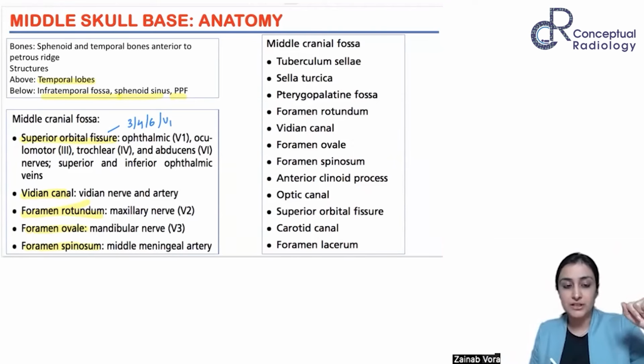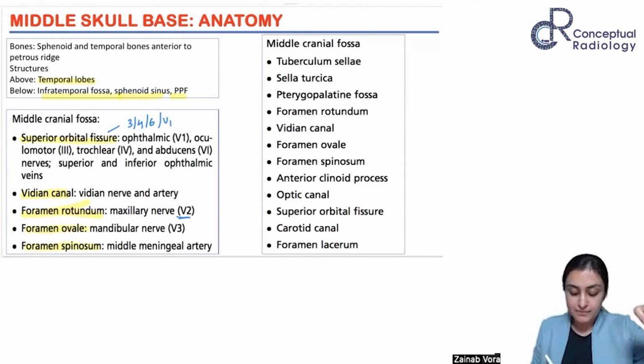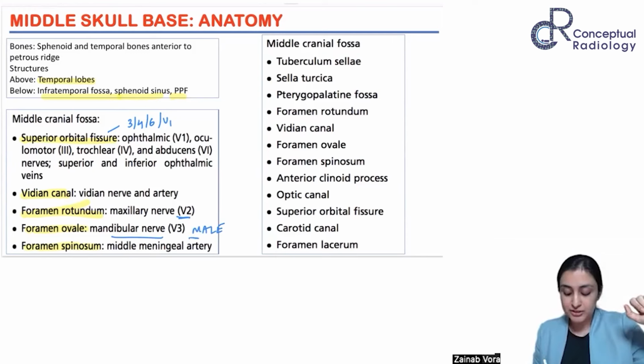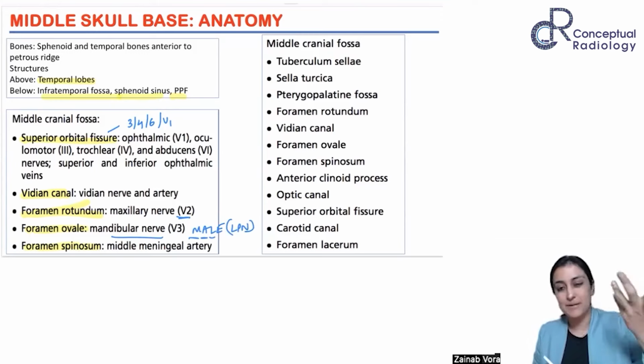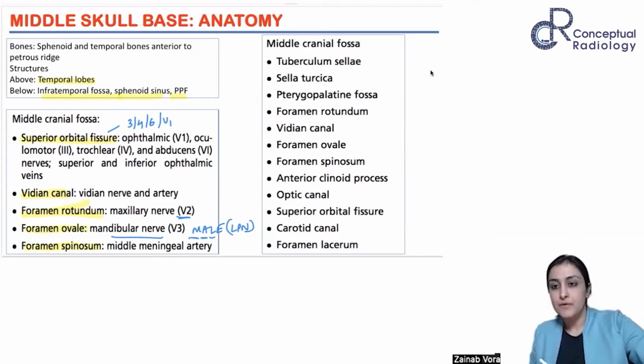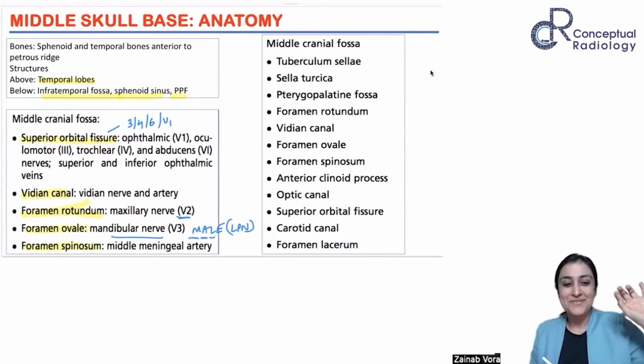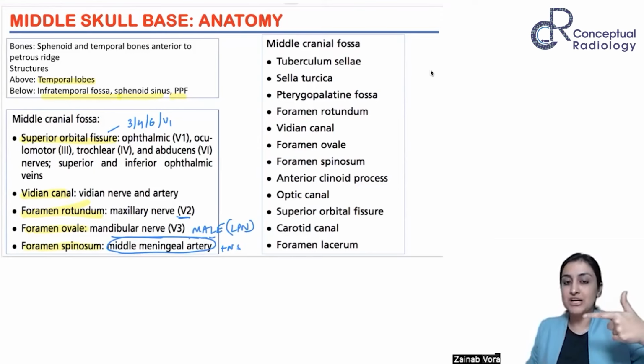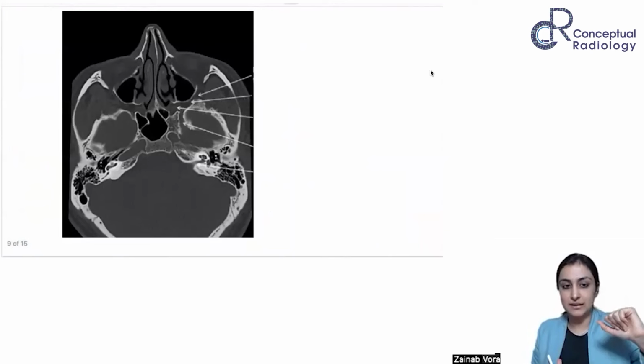Vidian canal has Vidian nerve and artery. Foramen rotundum has maxillary. Foramen ovale is male structures that you all probably remember. So mandibular nerve, accessory meningeal artery, lesser petrosal nerve, and emissary veins. And foramen spinosum is middle meningeal artery mainly, along with nervus spinosum. Okay, so these are the fossae. We'll come to our checklist in a while. Let's first see the images.